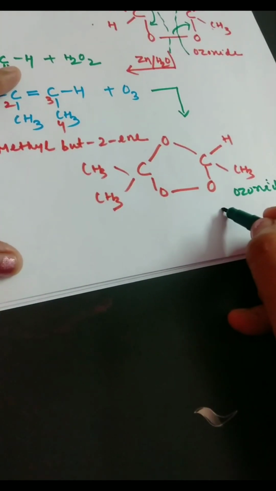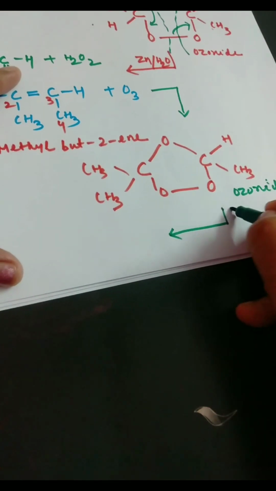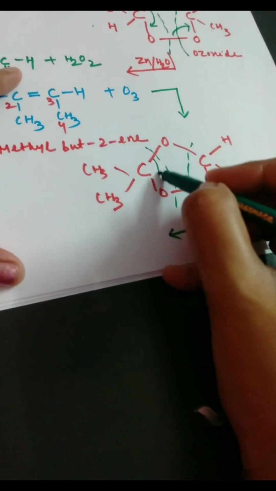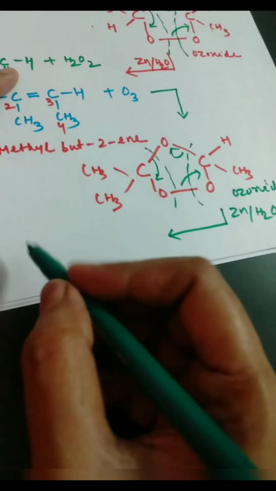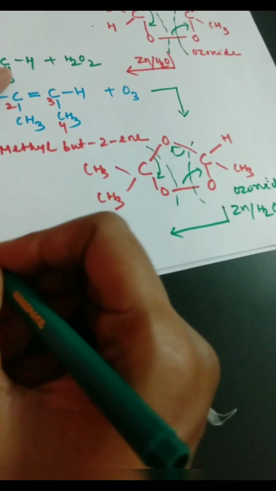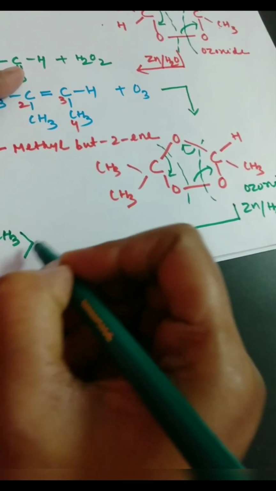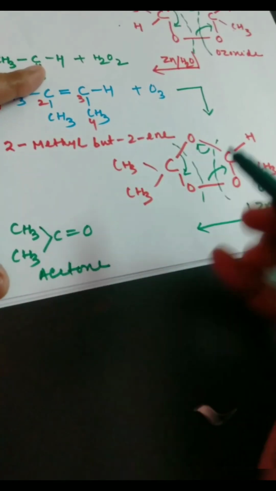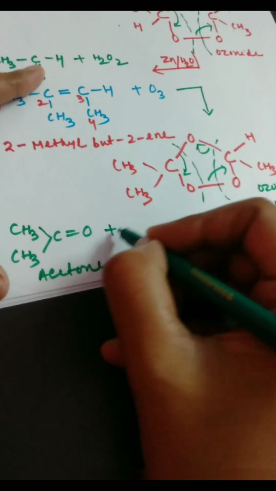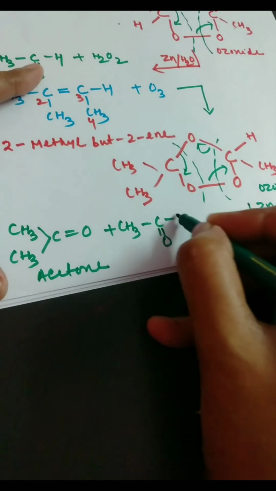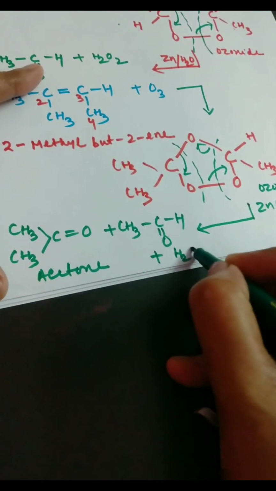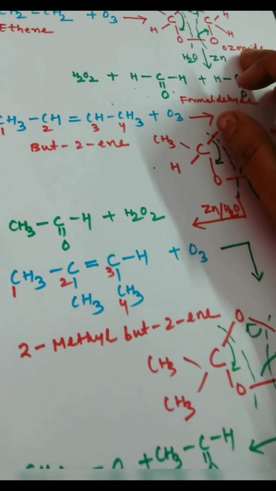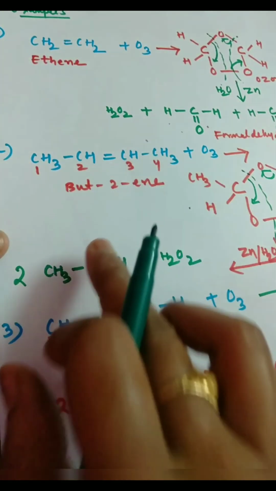This ozonide again on hydrolysis in presence of zinc dust and water, Zn/H2O. Same here, cleavage takes place, and you will get CH3C double bond O CH3, that is acetone, and another one CH3C double bond OH, that is acetaldehyde, plus H2O2. So this is the example where you have to write the ozonide product as well as the final product from the corresponding alkenes.